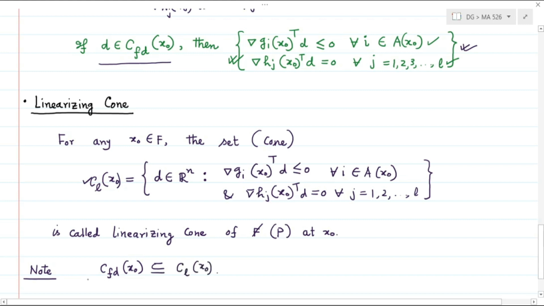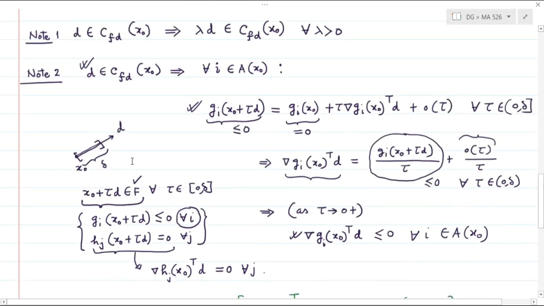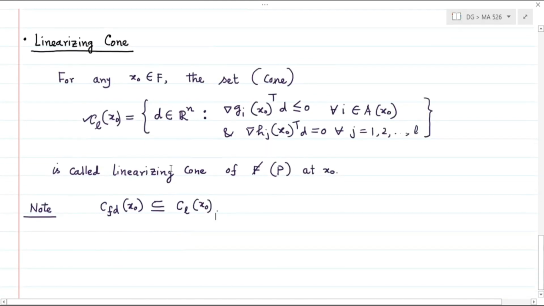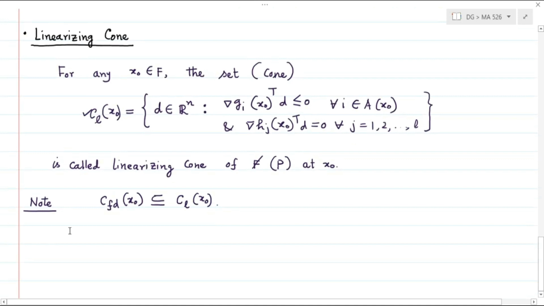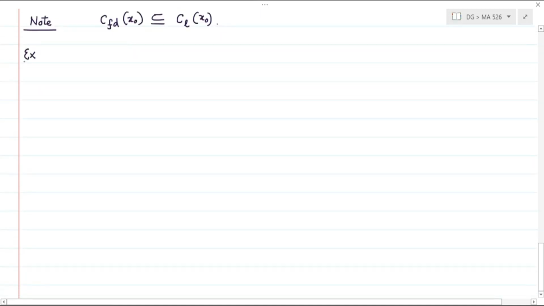Now here the question comes, you may feel the reverse might be true. That means you take a direction D in the linearizing cone CL and you may feel that D belongs to the cone of feasible directions. However, this is not really true. For that, let me give you a counter example.